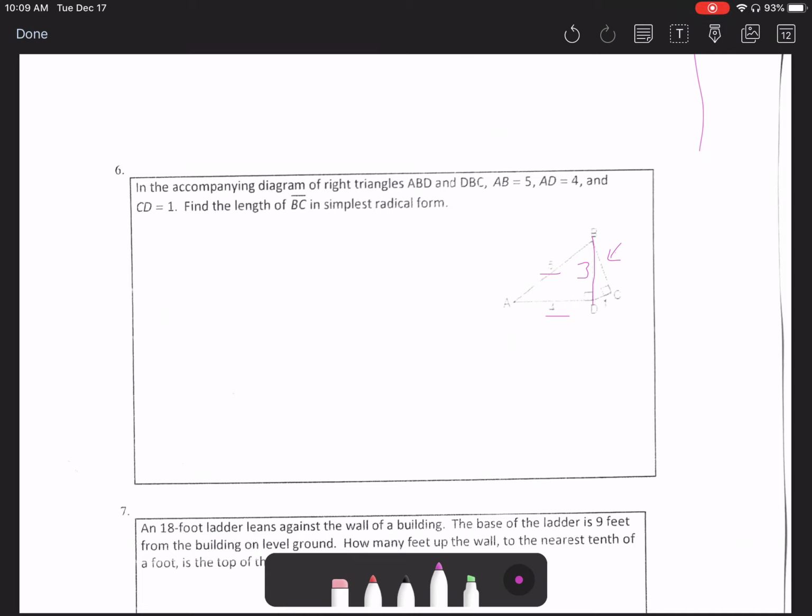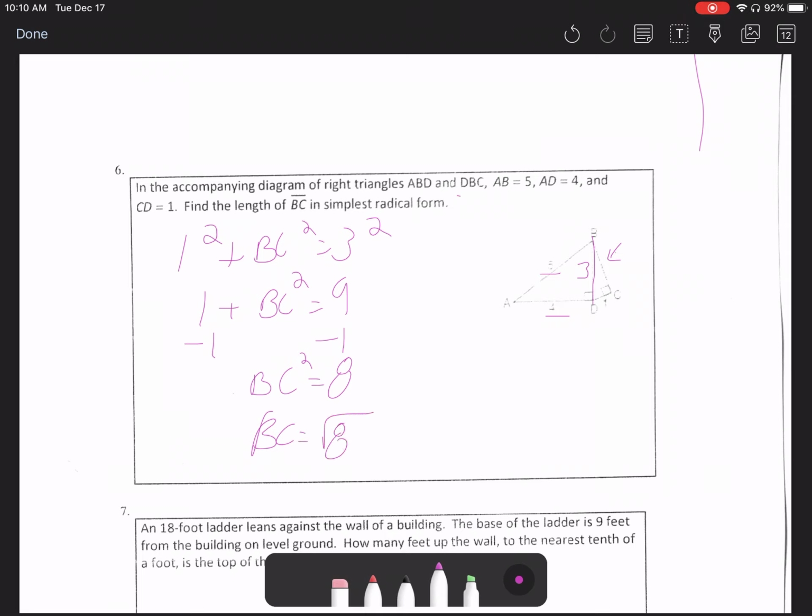Then I look at the second triangle right here. I have a leg. I'm trying to find another leg, and I have the hypotenuse. So I know 1 squared plus BC squared is equal to 3 squared. So 1 plus BC squared is equal to 9. Subtract 1, subtract 1. BC squared is equal to 8. So BC is equal to radical 8.